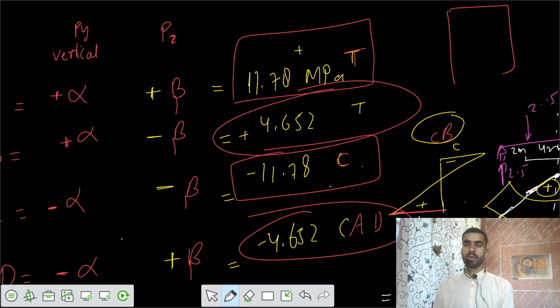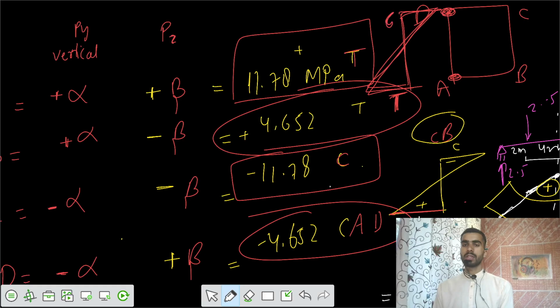So there were 4 points, 4 corners, A, B, C, D. A and D have opposite signs because of this diagram. The net diagram would be some sort of diagram like this. So because of that, you have net tensile stresses at the bottom and net compressive stresses at the top. And similarly for C and D, you have stress values of 4.652, positive tensile here, and compressive here.